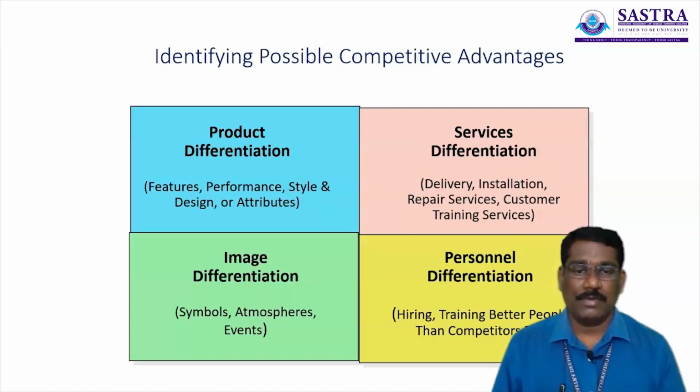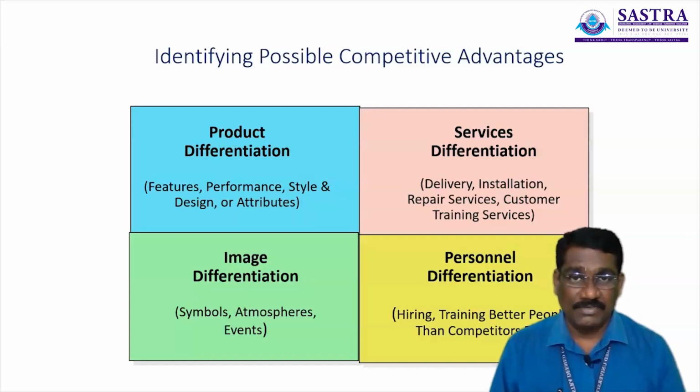And next one, let's talk about personal differentiation. The personnel make a big difference, because, as I told already, the Singapore Airlines air hostess gives an excellent service. And IBM personnel or Microsoft personnel or the employees of HSBC Bank, all these banks are trying to gain a competitive advantage by using their employees, and the employees deliver competitive services to the customers. So, training better people than competitors do.